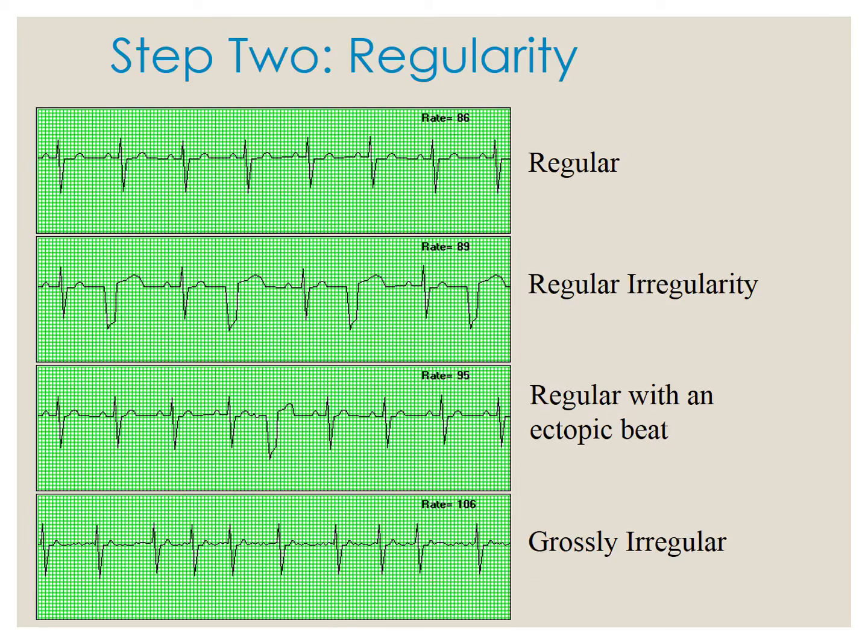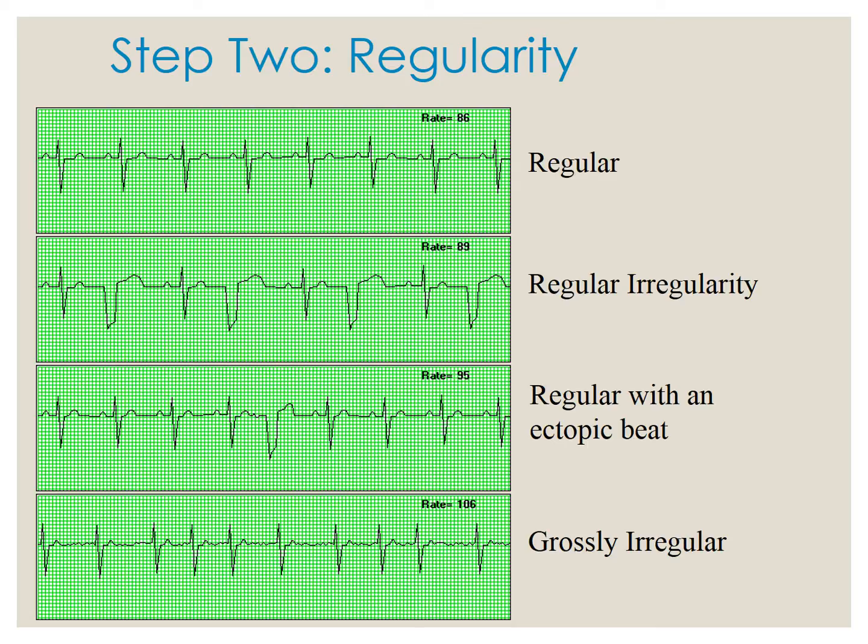Regular. Is it regular or irregular? If you look at these here, and again, we'll go through this in class, the top one is a regular rhythm. If you took your calipers and measured from the beginning of one P wave to the beginning of the next P wave, and then marched them out, you would see that each of these P, Q, R, S, T complexes are at a nice even rate and they are regular.